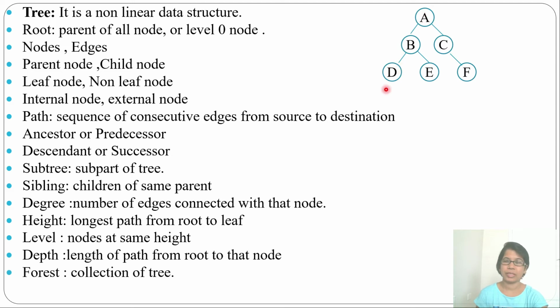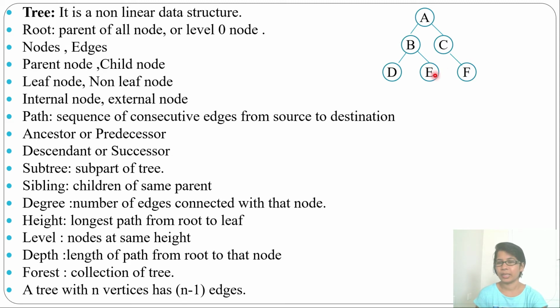So next is forest. You can say a collection of trees is a forest. Then a tree with n vertices has n minus 1 edges. Tree is acyclic, cycle is not possible. In case of a cycle, if n nodes, then n edges will be there, but it is acyclic, so if n nodes, then n minus 1 edges will be there. Here you can see there are 6 vertices and 5 edges. So for any tree, however many vertices there are, minus 1 edges will be there.